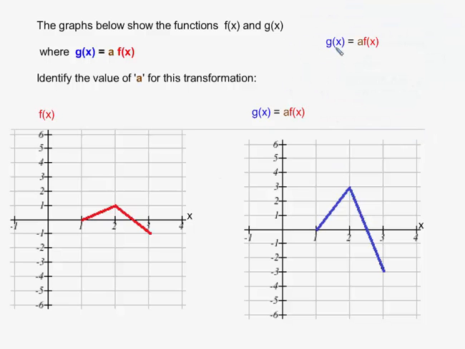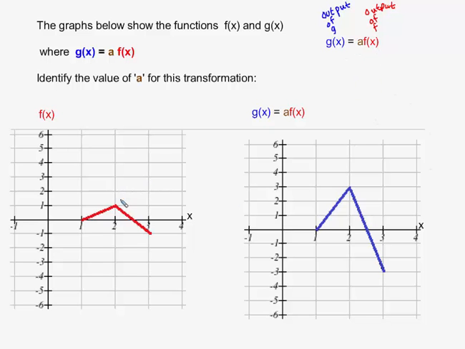Looking at this notation, it may be helpful to remember that the notation g of x represents the output of g, and that the notation f of x represents the output of the function f. Once you understand that notation, you realize that we're saying that to get an output of g of x, we need only take an output of f of x and multiply by some constant. Notice that the input variable x is the same in both places.